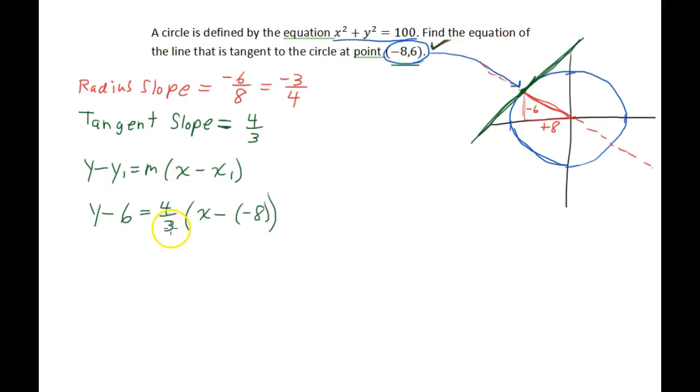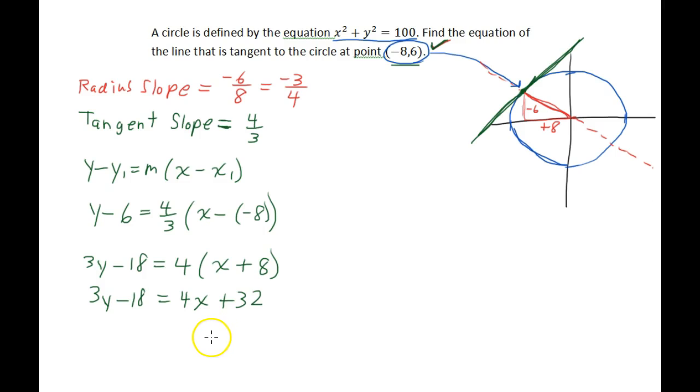Let's go through and multiply everything by 3 to clear out this fraction. So that gives us 3y minus 18 equals 4 times x, I'll say plus 8 because it's minus a -8. So what I did was I said y times 3 is 3y, -6 times 3 is -18, 4/3 times 3 is just 4, and this is multiplied already by this, so we don't multiply it again by the x plus 8. Now let's distribute that 4. So we get 3y minus 18 equals 4x plus 32.